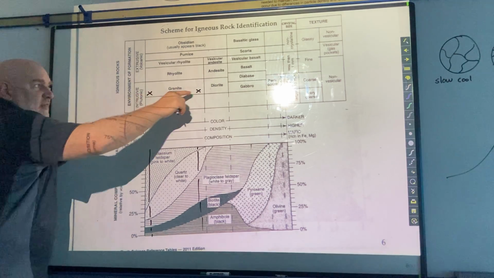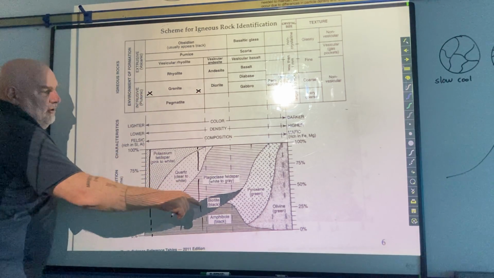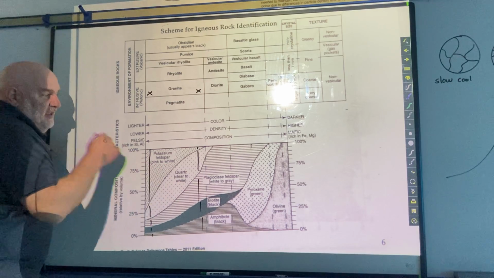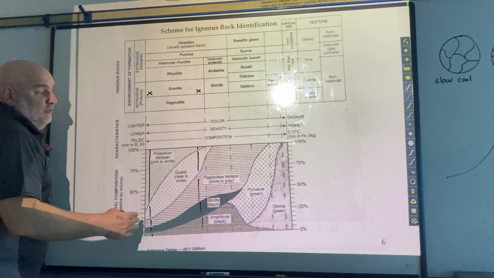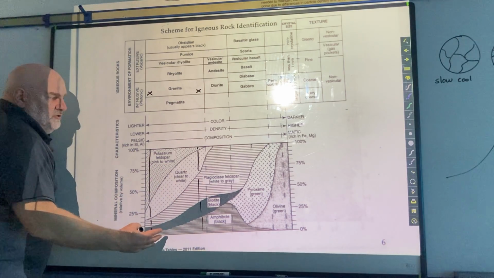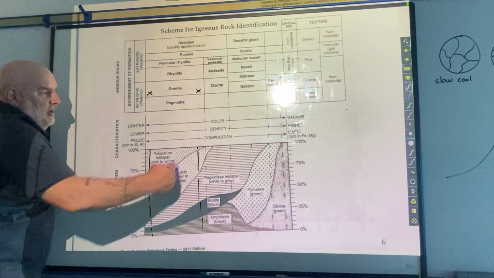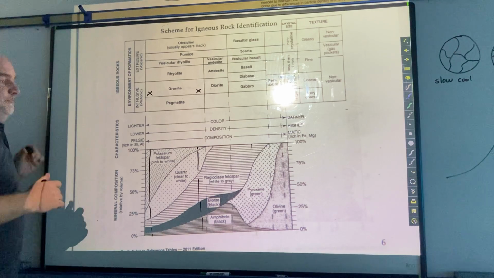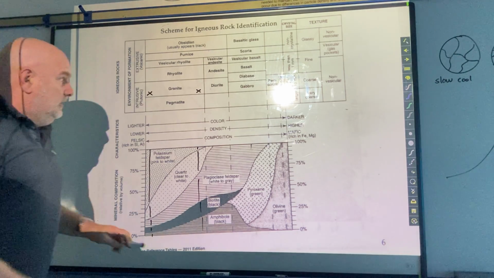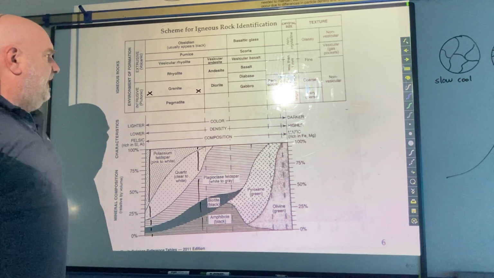So like that and that, they're made of the same minerals, but the amount of those minerals is different. It's still granite. Both of them are still granites, but the amount of the minerals is different for granite on this side of the chart compared to granite on that side of the chart. All right, so that's how you read the igneous rock chart.